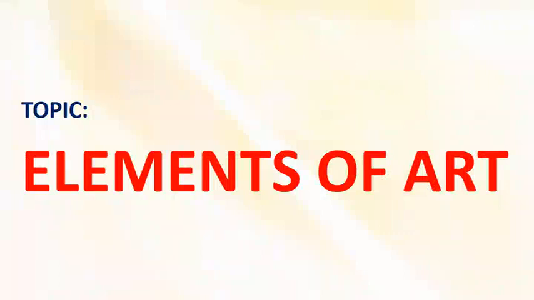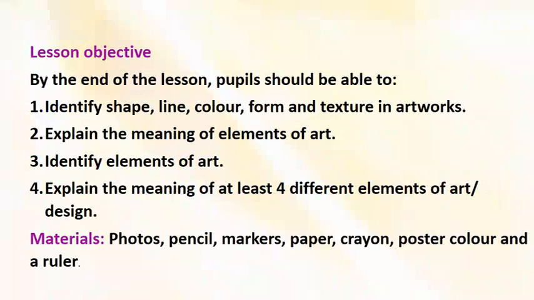Topic: Elements of art. Lesson objective. By the end of the lesson, pupils should be able to identify shape, line, color, form, and texture in artworks, explain the meaning of elements of art, identify elements of art, and explain the meaning of at least 4 different elements of art.